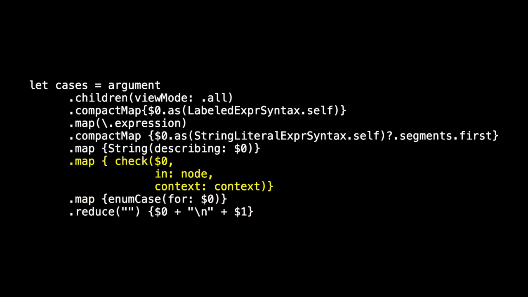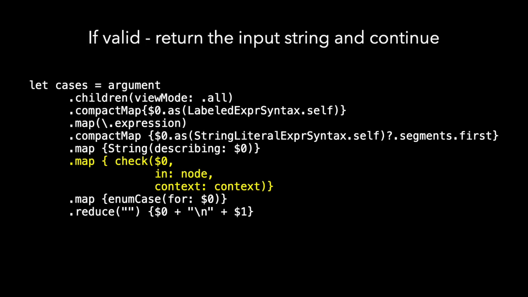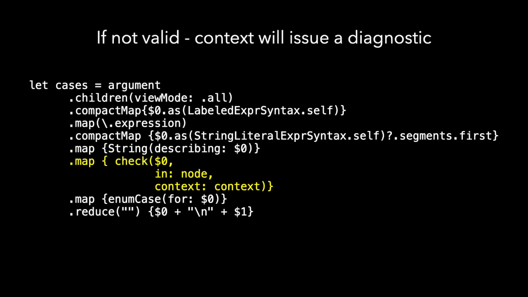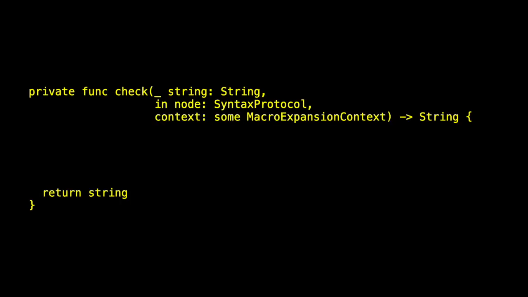The additional step this time is once we have each string, we're going to check that they're actually a valid name for an SF symbol. If it's valid, we have to return the input string so we can continue through our chain. If it's not valid, the context will issue a diagnostic and will still return a string. So here's the signature of the check function. Notice it takes a string, it takes a node, it takes a context, and it returns a string.